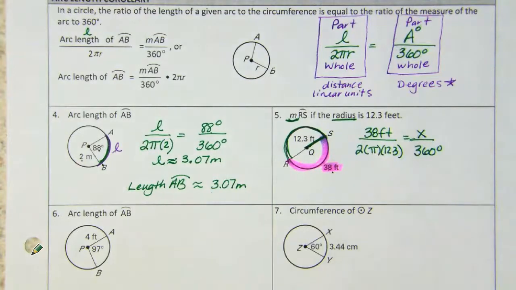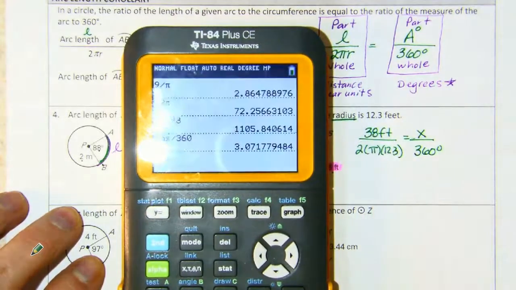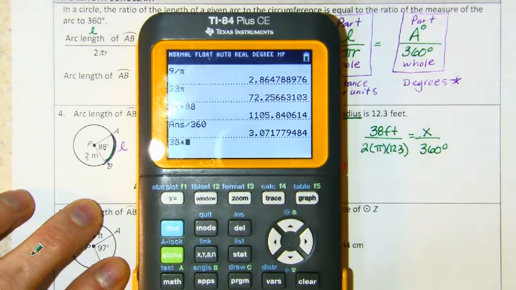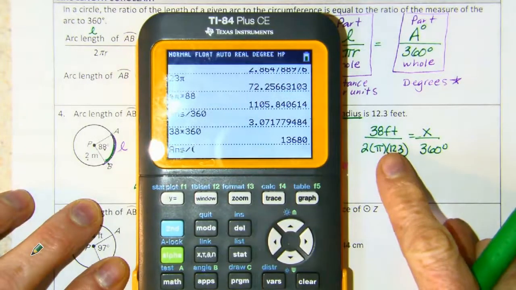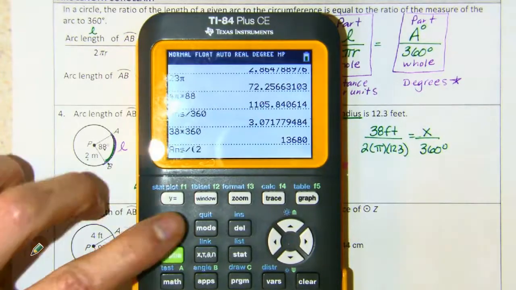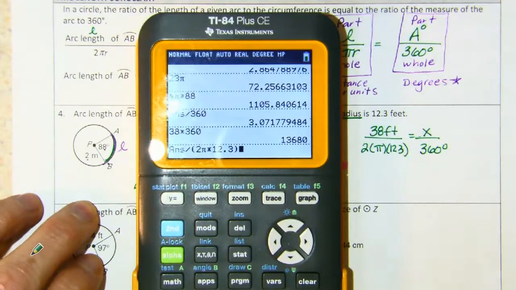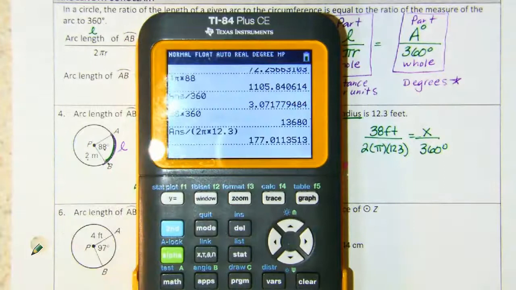So again, I'm going to let the calculator do all of the work, so I'm going to cross multiply. So I'm going to say 38 times 360. And then I'm going to divide that, and I'm going to put in parentheses this expression because the calculator must do order of operations for us. If I do not put parentheses there, the calculator will not do order of operations.